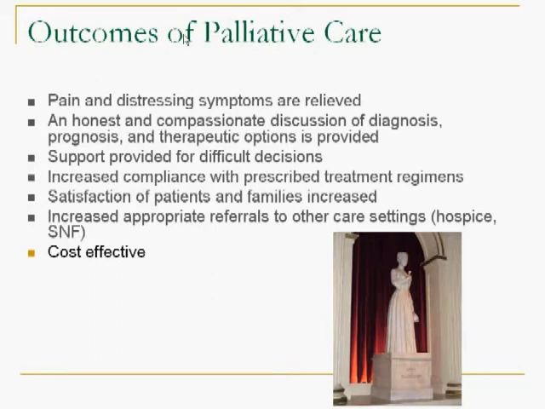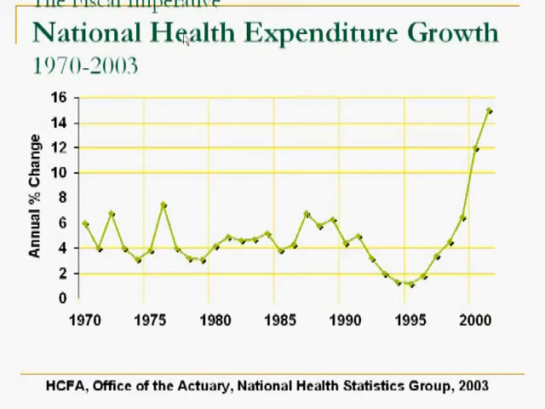We'll talk a little bit more about costs in a couple minutes. Palliative care controls healthcare costs as well, which is why the federal government's interested in all this. And this is the fiscal imperative. We are dealing with an explosion of healthcare costs, and estimates are that about 1/3 of healthcare costs now are inappropriate and futile. So we are spending a lot of healthcare dollars on treatments that are of marginal benefit or don't work at all.